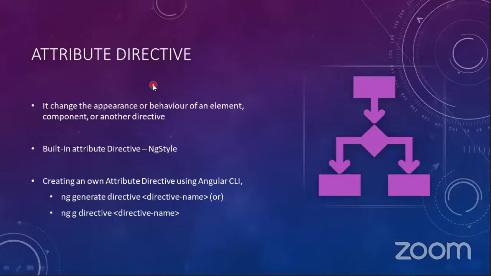So you can create your custom attribute directive also with these conditions, I mean with these commands using Angular CLI. ng generate. So always remember about generate. ng generate either directive or component in a different way. So directive and the directive name. This attribute directive you can create in that way.